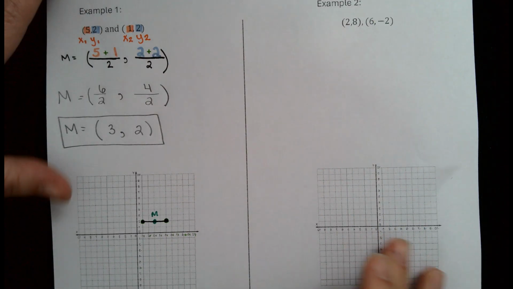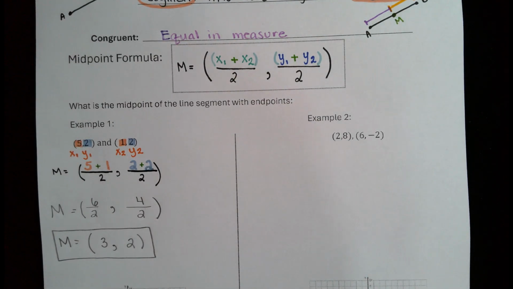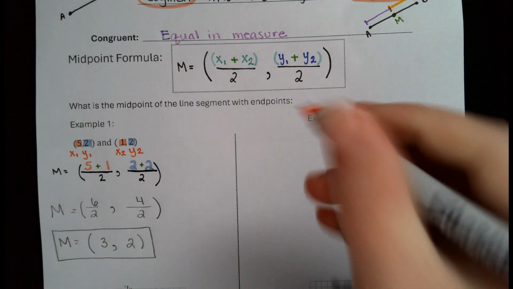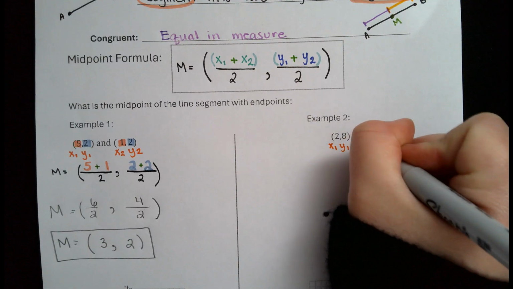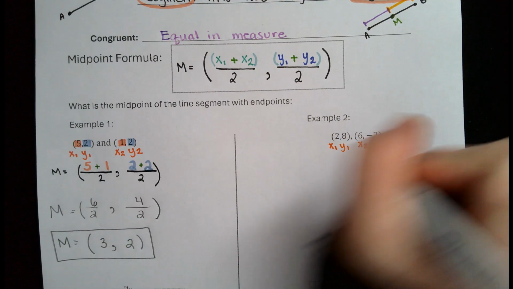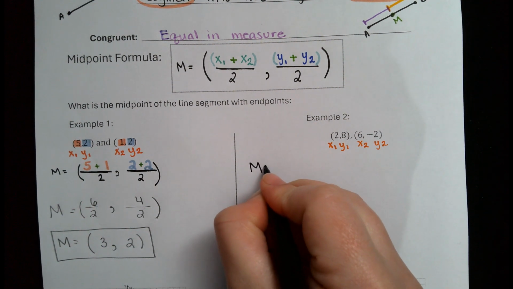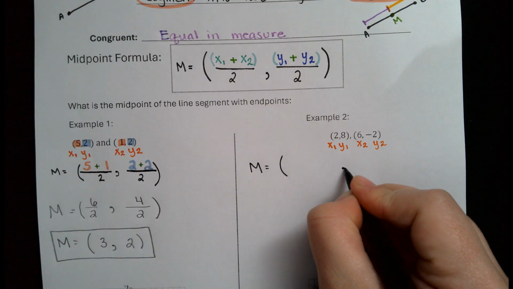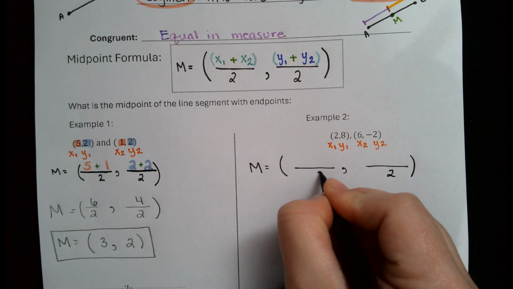All right, let's try this again. Label your point first. X1, Y1, X2, Y2. Let's write out our formula. Open, give yourself some space for the addition. Divided by 2, divided by 2.